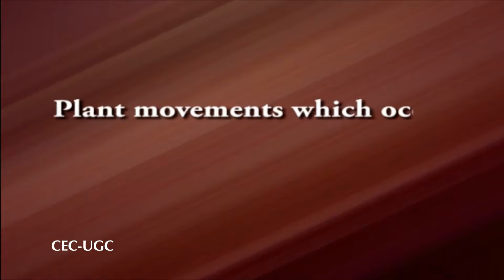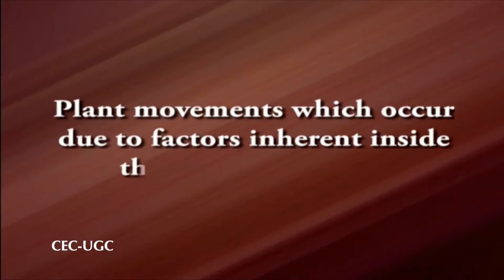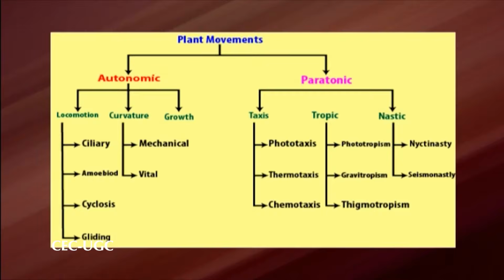First, the autonomic. It is also called spontaneous movement. It is a plant movement which occurs due to the factors which are inherent inside the plant body. The autonomic movements can be subdivided into three main kinds. Number one, locomotion movements. Number two, curvature movements. And the third one, growth movements. Now let us discuss these one by one.